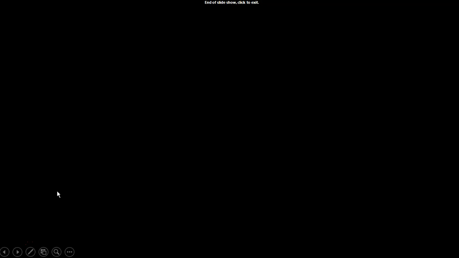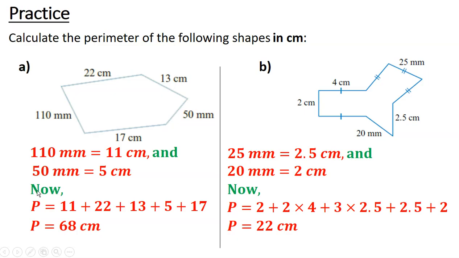So you can see I've written, now, that's sort of a winding up statement. P for perimeter, capital P, equals, and then I just add together all of the side lengths, making sure that the two that I converted into centimeters are written in centimeters. I add all the side lengths together, I get my answer, and I write the units. Okay? Alright.